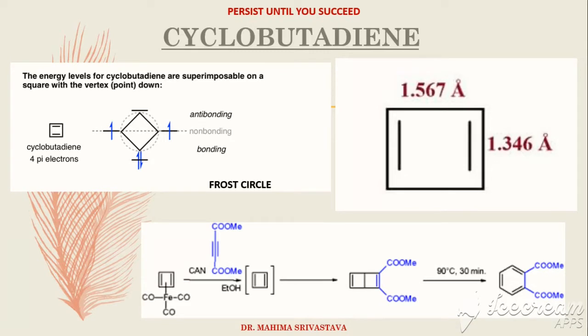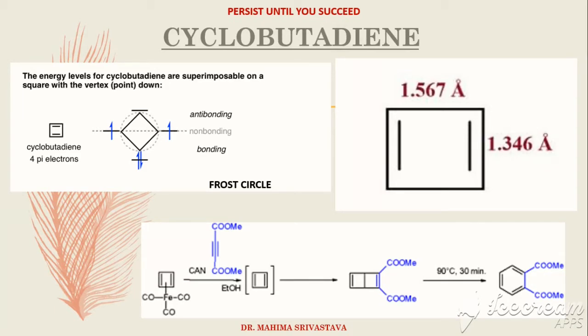Now, to illustrate the aromaticity of cyclobutadiene, the energy levels of the compound are superimposed on a square with the vertex pointing down. Yes, that's right. I'm talking about the Frost circle. So let's see the Frost circle distribution in order to explain the aromaticity of this compound.